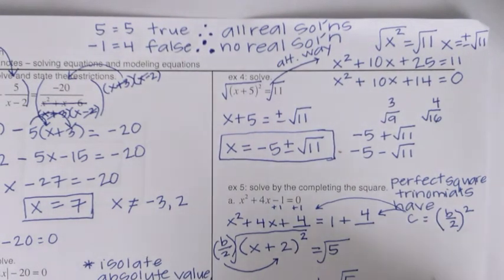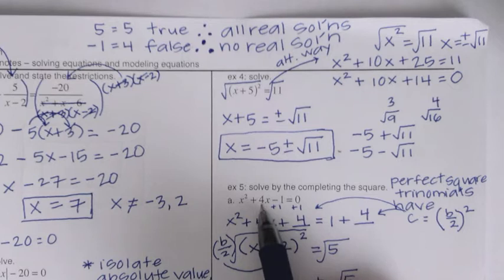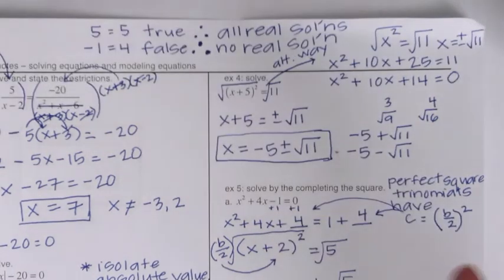I prefer to complete the square whenever there is no leading coefficient other than 1. In fact, that's a requirement for completing the square, which we'll see how to handle in a moment. And whenever the middle term is even. The reason why I like middle terms even is because I know I'm going to have to do b divided by 2, and if it's odd, I automatically get a fraction, which we'll see in example B.